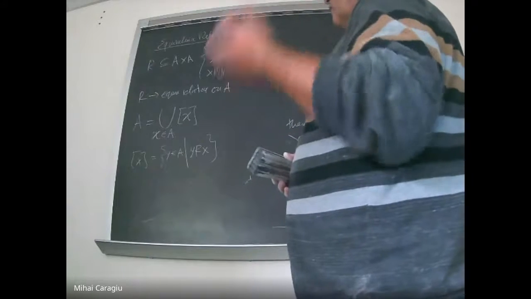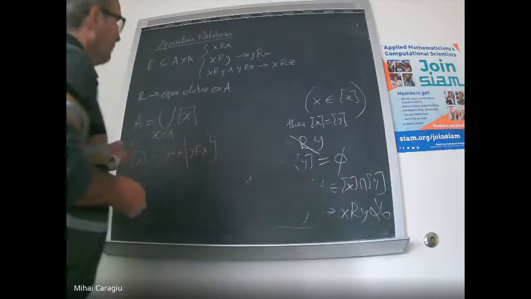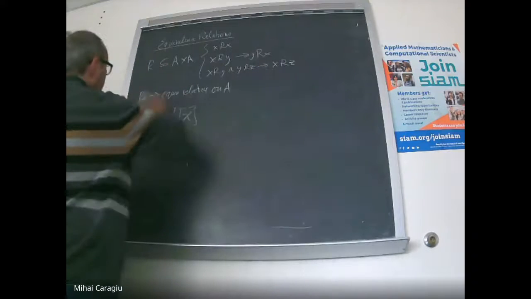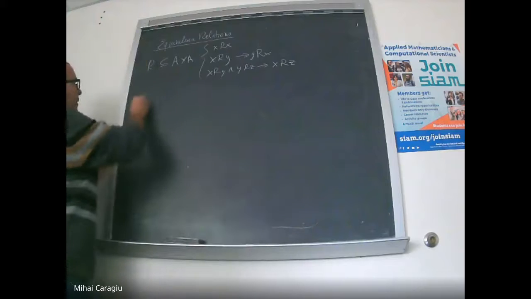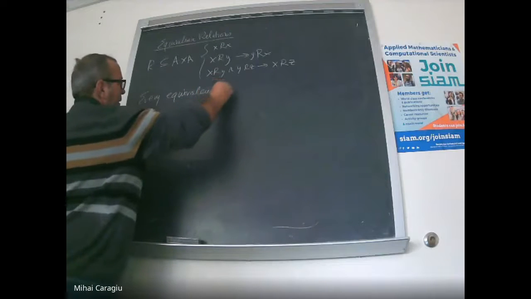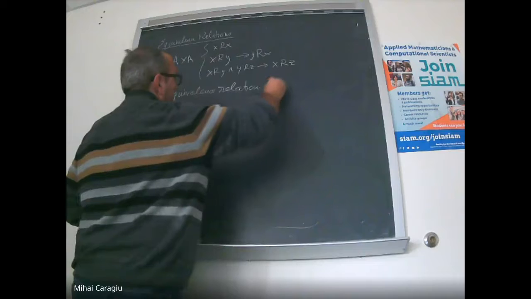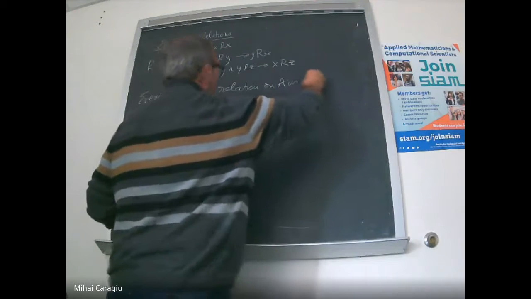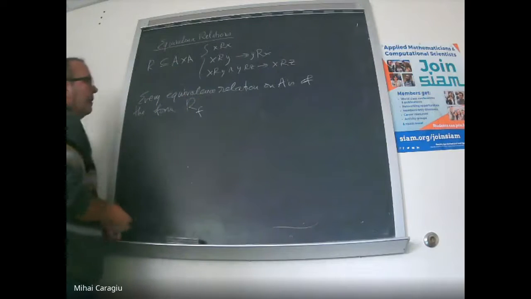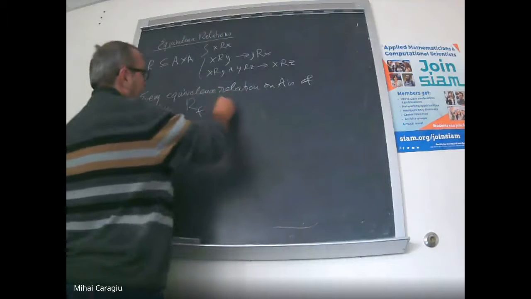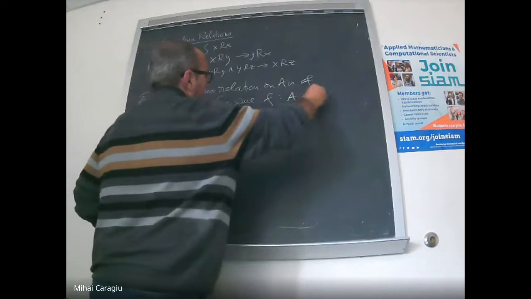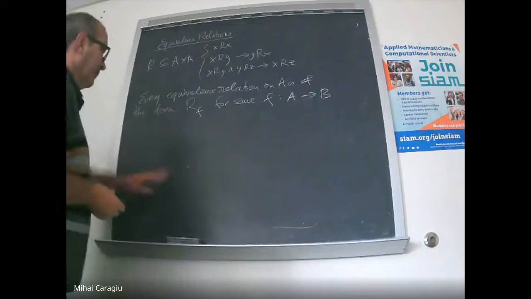Now, let's go back to the first example where we proved that for every function defined on A, we can construct an equivalence relation R sub F corresponding to the function F. So now let's prove that every equivalence relation on A is of the form R sub F for some function defined on A, so for some function from A to some codomain B to be determined.